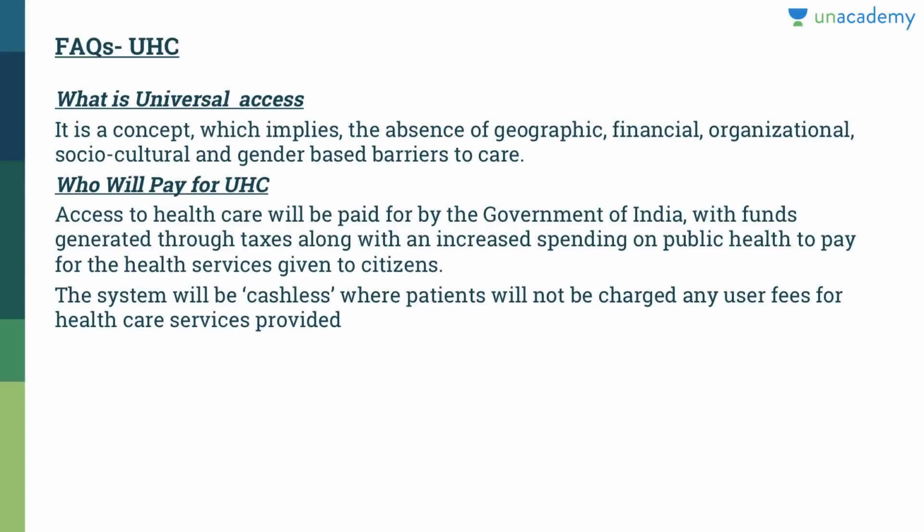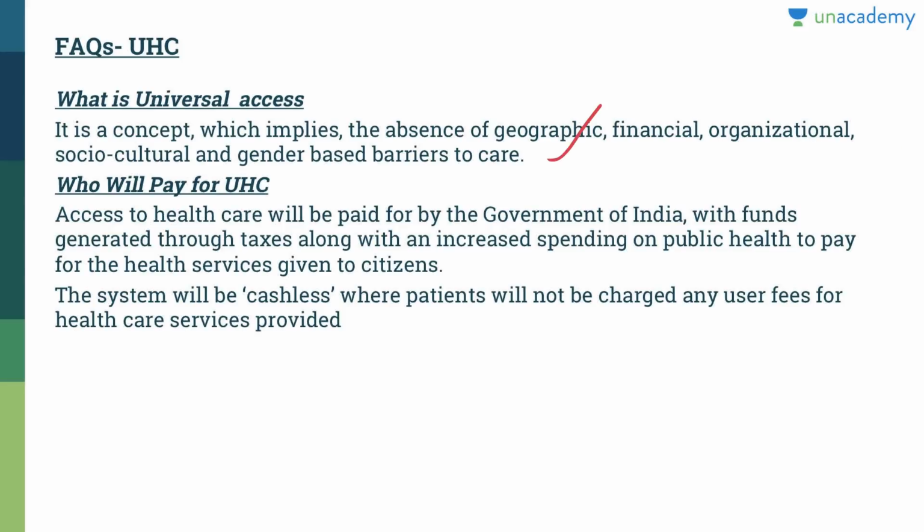Now, frequently asked questions. A lot of questions are asked on universal health coverage, from administrators and others. So what do you mean by universal access? Universal access literally means that everyone in the country who wants it can have it. It is a concept which implies the absence of geographic, financial, organizational, socio-cultural and gender-based barriers to care. Basically, it will not be that only males are getting it and females are not, so that gender barrier will be eliminated. It will not be that only people from North India are getting it and Central India is not. So it means absence of geographic barriers.